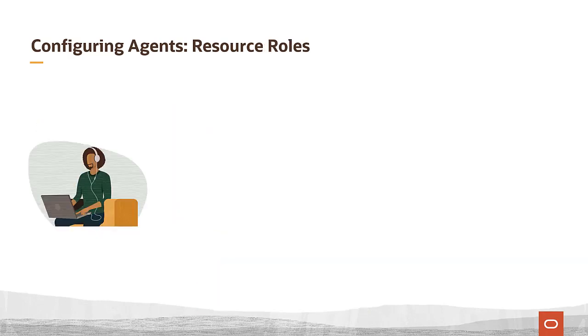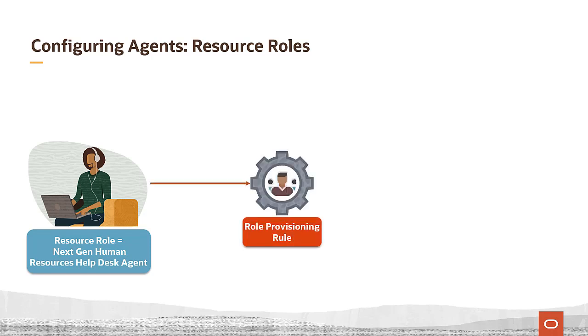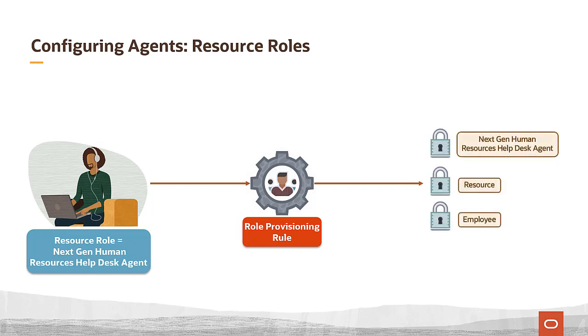The third use of the term resource is the resource role. This can be thought of as the job role for the user. It's what shows up as their job if you look at them in the resource hierarchy. So their resource role might be NextGen Human Resources Help Desk Agent. You must create this resource role, but then you can create a role provisioning role that uses that resource role as a condition and then assigns the necessary security roles to the agent.